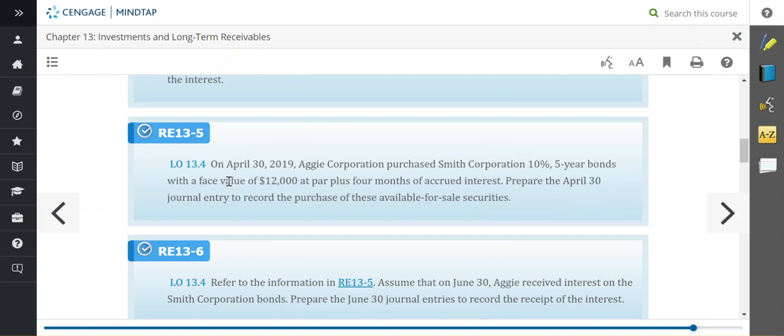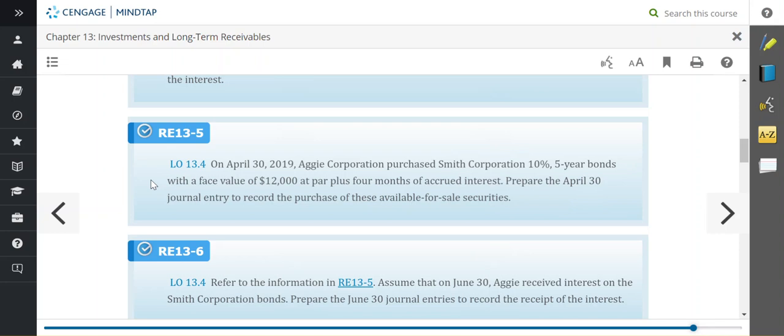In this example video, we're going to look at review exercises 13-5, 6, 7, and 8. We're going to be looking at how we treat available for sale securities. They tell us in review exercise 13-5 that on April 30th, our company purchased a Smith Corporation 10% 5-year bond with a face value of $12,000 at par plus 4 months of accrued interest. And we need to prepare the April 30th journal entry to record the purchase of these available for sale securities.